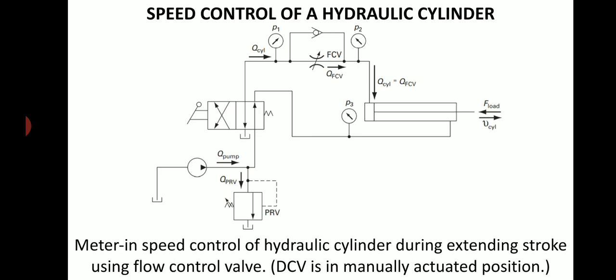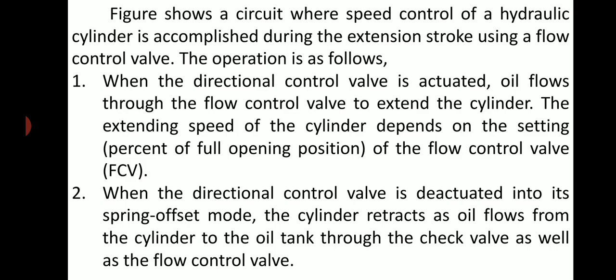Speed control of a hydraulic cylinder. Meter in speed control of hydraulic cylinder during extending stroke using flow control valve. Direction control valve is in manually actuated position. Figure shows a circuit where speed control of a hydraulic cylinder is accomplished during the extending stroke using a flow control valve. The operation is as follows.